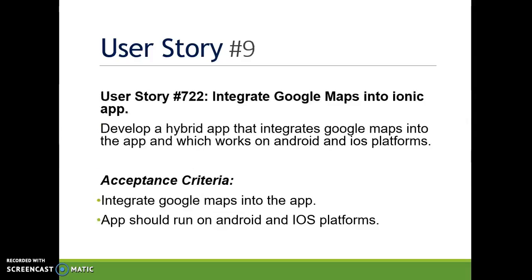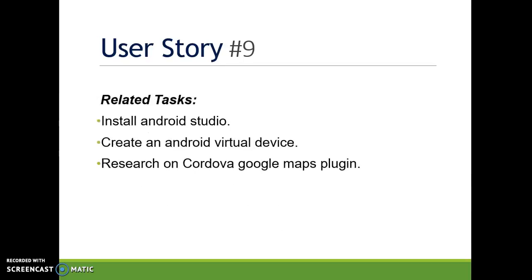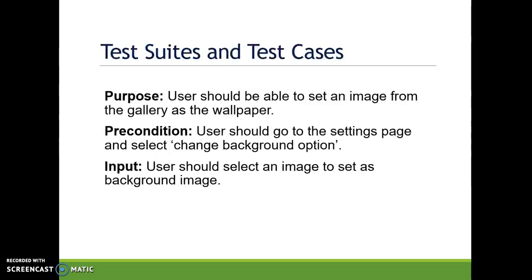Next, coming to user story 9, the final user story, we have integrated Google Maps into the Ionic map. We developed a hybrid app that integrated Google Maps into the app, which works on the Android and iOS platforms. The app should run on the Android and iOS platforms. The latest task is to install Android Studio, create an Android virtual device, and research the Cordova Google Maps plugins. Now I'm going to talk about the test suites and the test cases.